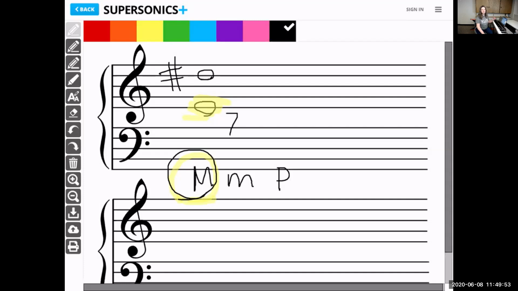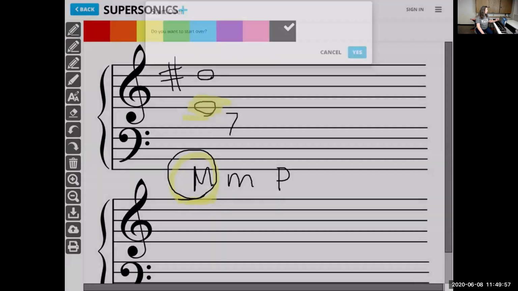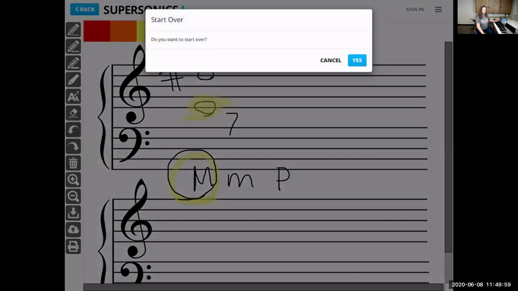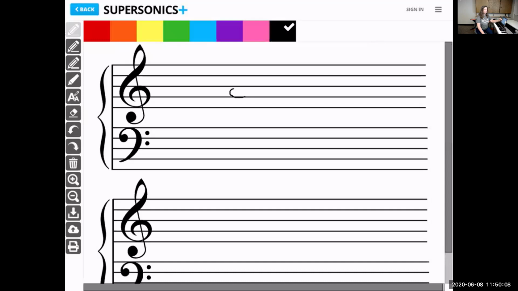And you can practice these, by the way, at musictheory.net, which I'll show you in just a little bit. On to the next one. We have, again, we're in treble clef.